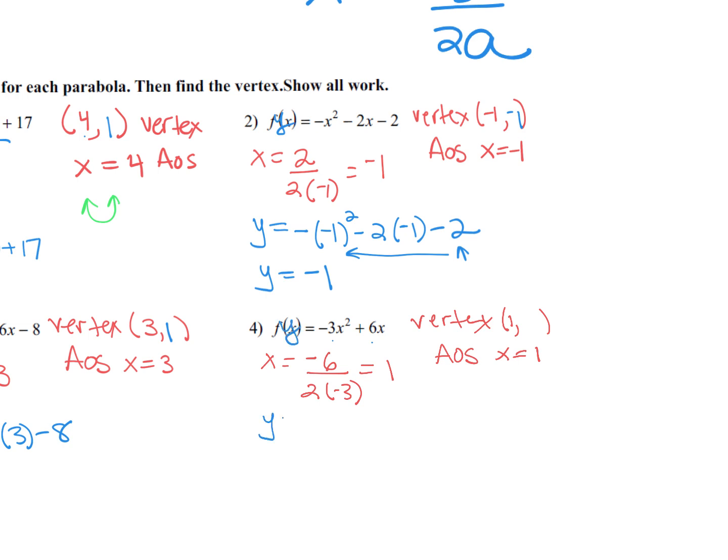And now I'm going to find the y value. So I'm going to take my equation and I'm going to substitute in -3 times the x-coordinate of the vertex squared plus 6 times the x-coordinate of the vertex. And when we do that, our value that we should get for the y value of the vertex is 3.